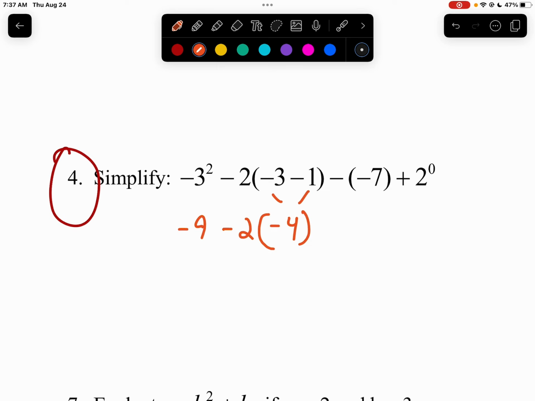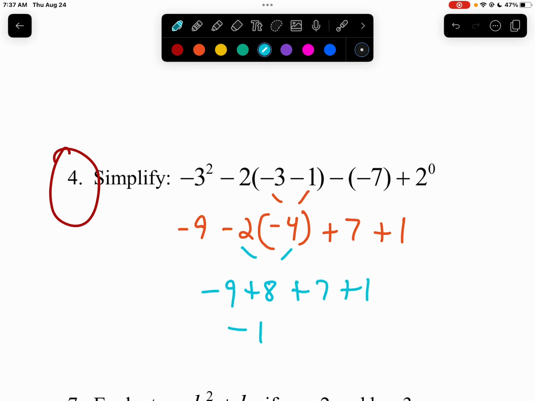And then this minus a negative 7 in the back is not plus 8, it's plus 7. And then another exponent, 2 to the 0. Remember, anything to the 0 turns to 1. Now I just have some multiplying to do, and then I can add or subtract straight across. So negative 2 times negative 4 is positive 8. So I got negative 9 plus 8 plus 7 plus 1.